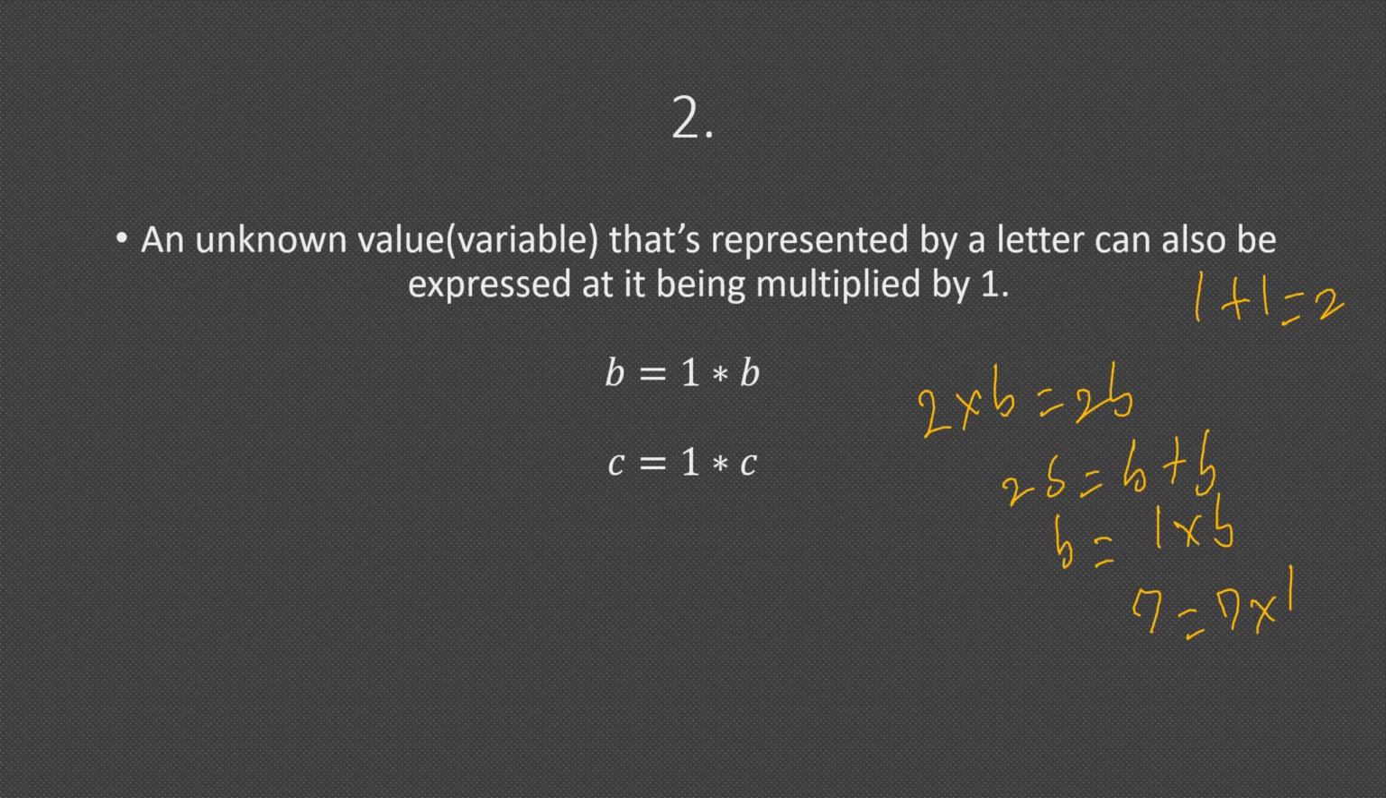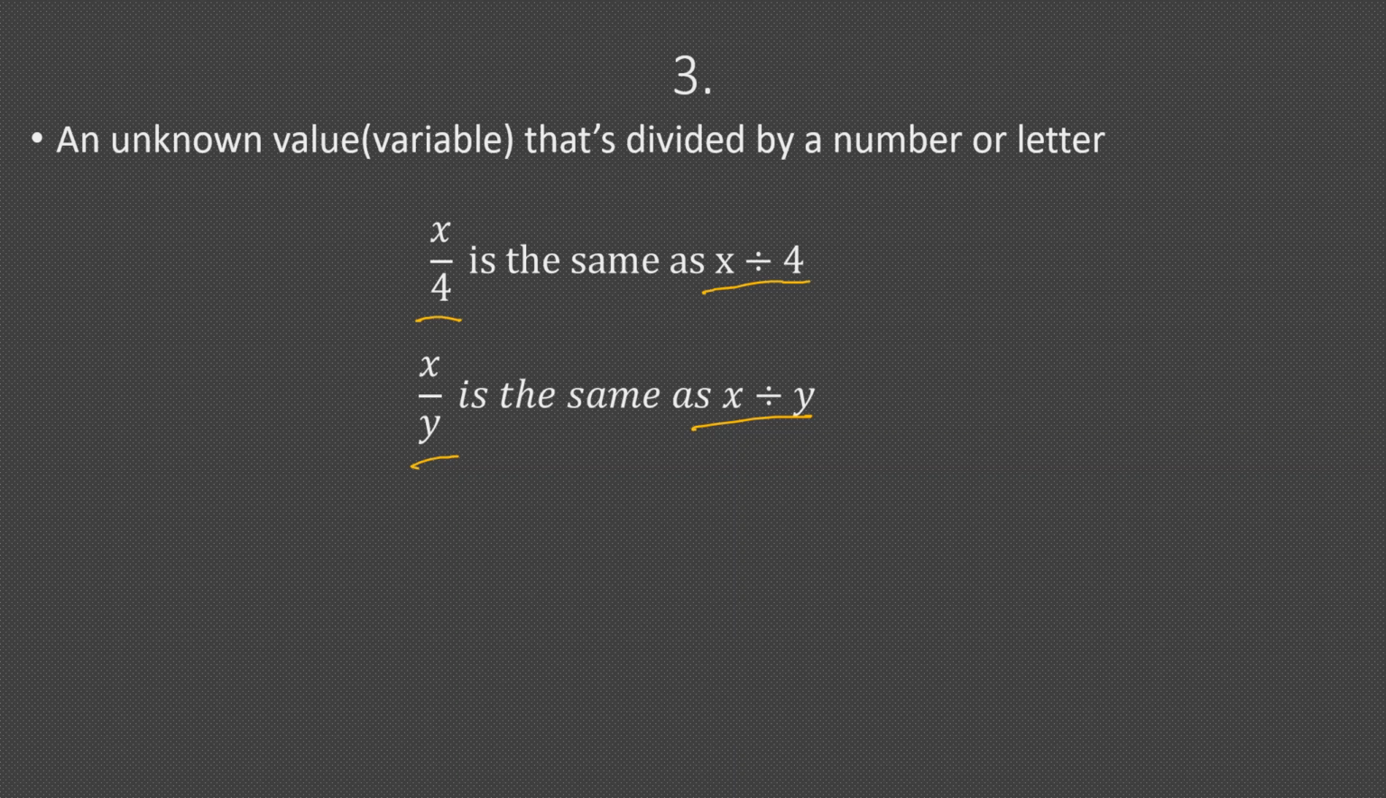Next, we have number 3, which is an unknown value that's divided by a number or letter. So x over 4 can be written as x divided by 4. X over y can be written as x divided by y. This is a very simple one, and you just need to know, just like 1 over 4 times x, these are the same. This is the same way to write it. It can also be 1 over 4x or x over 4. There are different ways, but this is the best way to write.